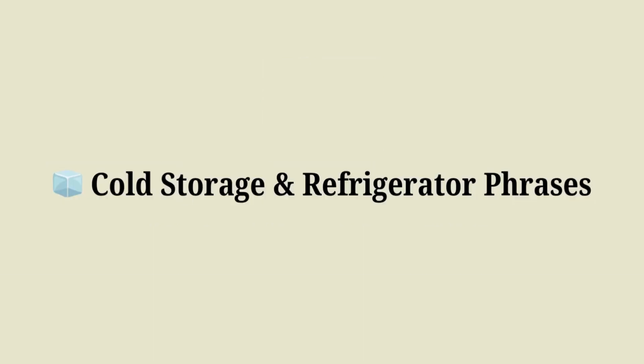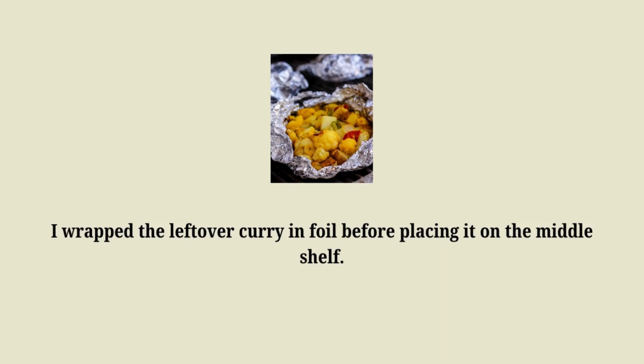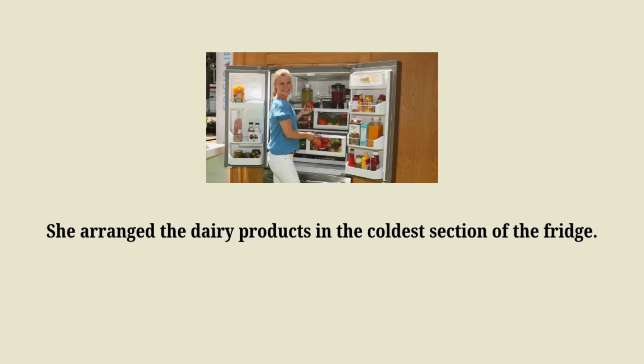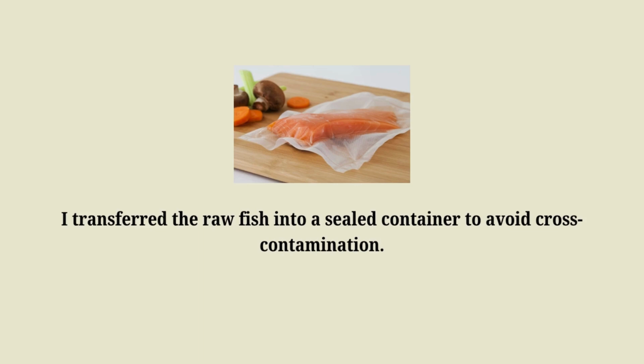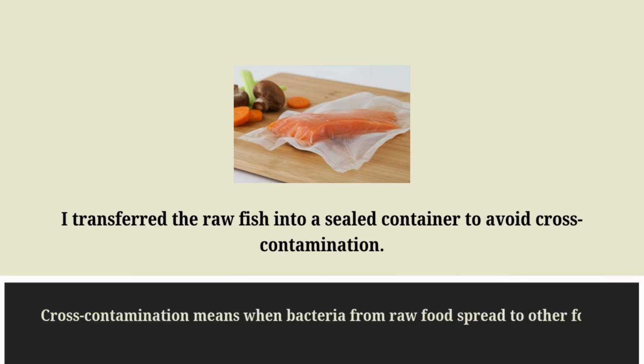Cold storage and refrigerator phrases. I wrapped the leftover curry in foil before placing it on the middle shelf. She arranged the dairy products in the coldest section of the fridge. He cleaned out the freezer once a month to prevent ice buildup. I transferred the raw fish into a sealed container to avoid cross-contamination. Cross-contamination means when bacteria from raw food spread to other food.